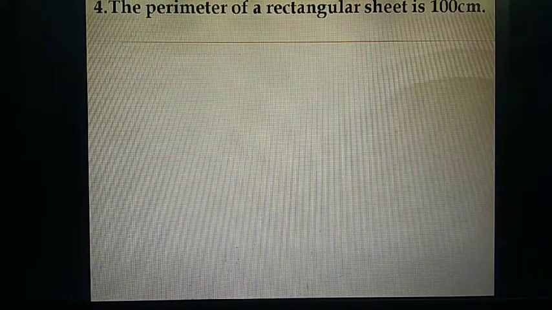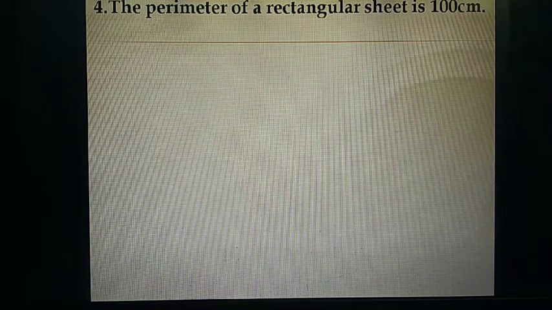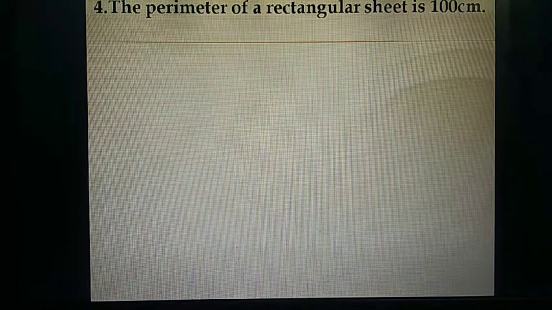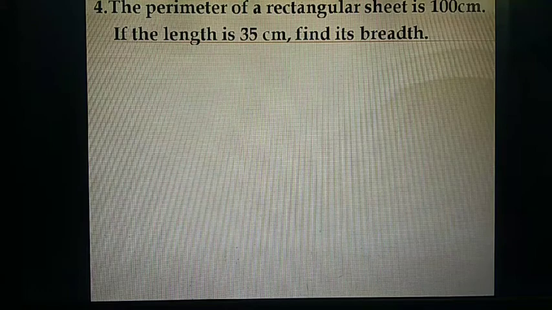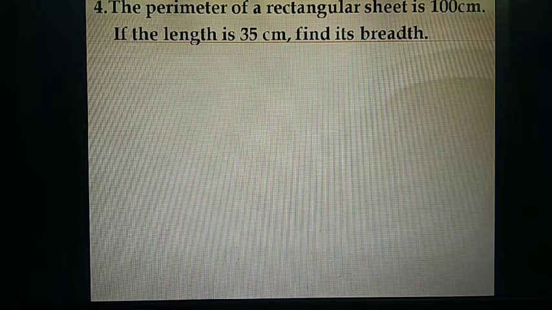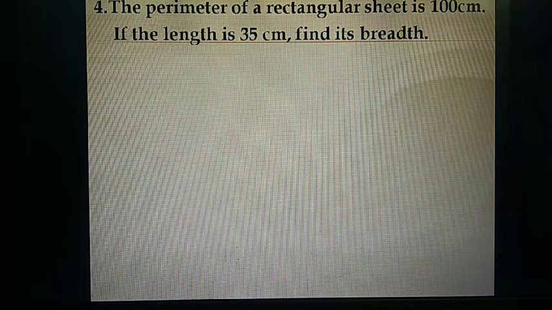Now the perimeter of a rectangular sheet is 100 centimeter. Again here perimeter is given. So which formula you will use first? Perimeter's formula. If the length is 35, find its breadth. So the missing value is breadth. We will use the formula of perimeter to find this value.